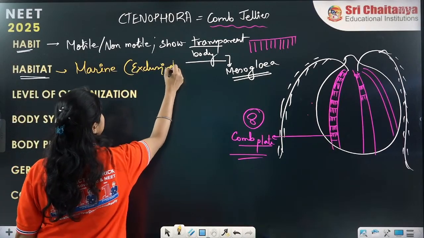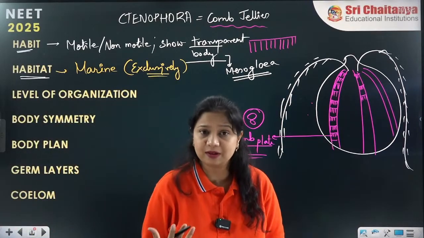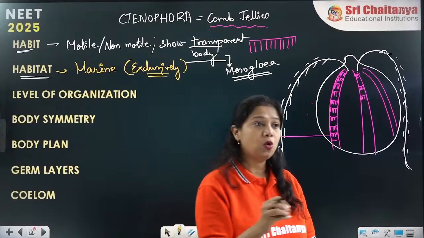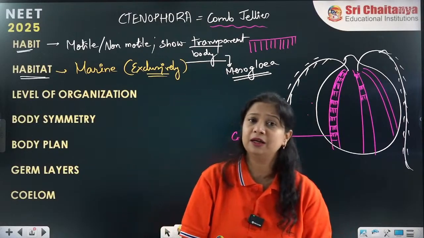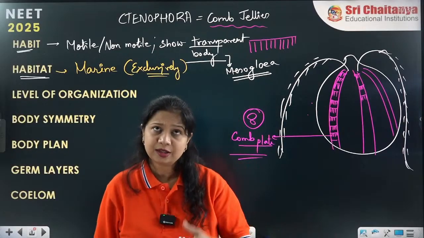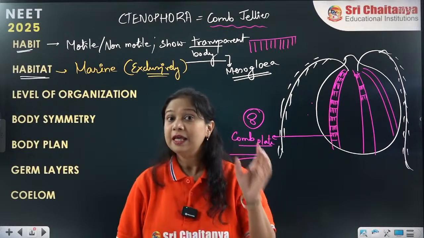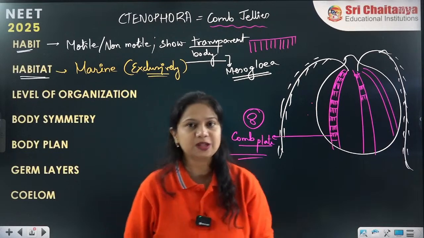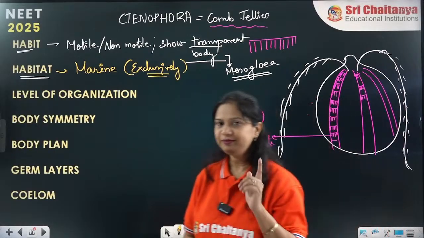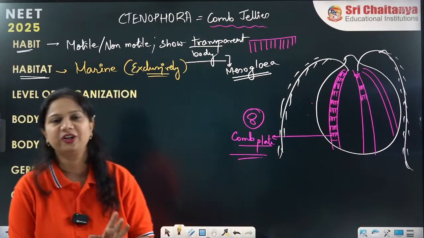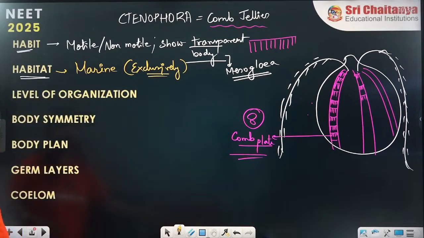Whenever in the animal kingdom we use the terminology exclusively, that means it is nowhere else present, not on land, not on the trees, not in the air, not anywhere else, not even in fresh water. They are present exclusively in marine or oceanic water. Clear? I am very sure you are all reading it properly. So these are all oceanic water.